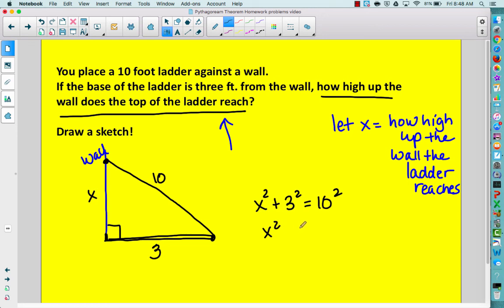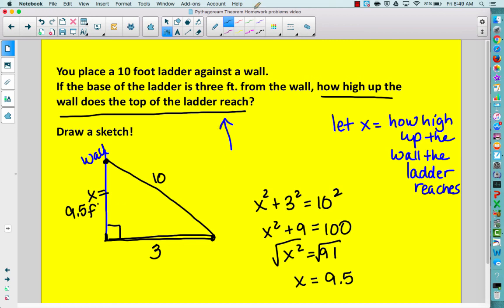So x squared plus 9 equals 100, right? And then we subtract 9 and we get x squared equals 91. We take the square root of both sides. And so x equals, it's a word problem, so right now I'm going to say you can use your calculator. We put that into our calculator and we get about 9.5 feet, okay? All right, so the ladder is going to go 9.5 feet up.